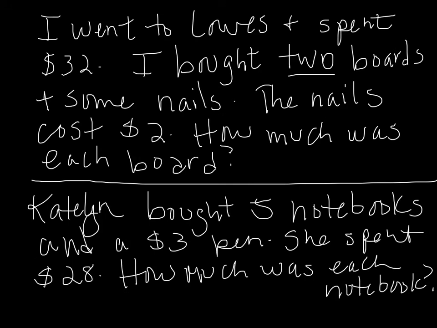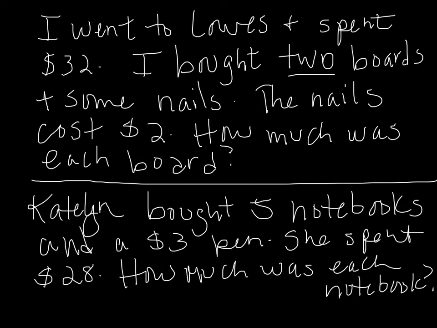Okay, here's your problems of the week. The first one says, I went to Lowe's and spent $32. I bought 2 boards and some nails. The nails cost $2. How much was each board? And those boards, by the way, were the same price, equally priced. So you've got to start. I know you may be able to do it in your head, I don't know, but I want to see you do it as an equation where you say let the pawn equal, and then go ahead and you can draw out your pawns.